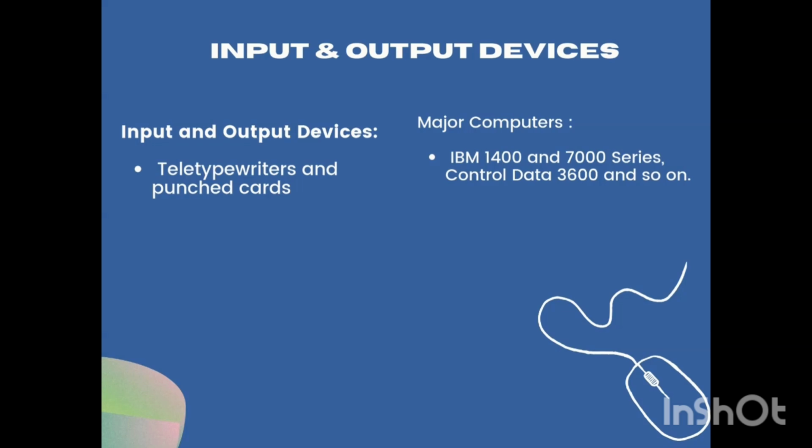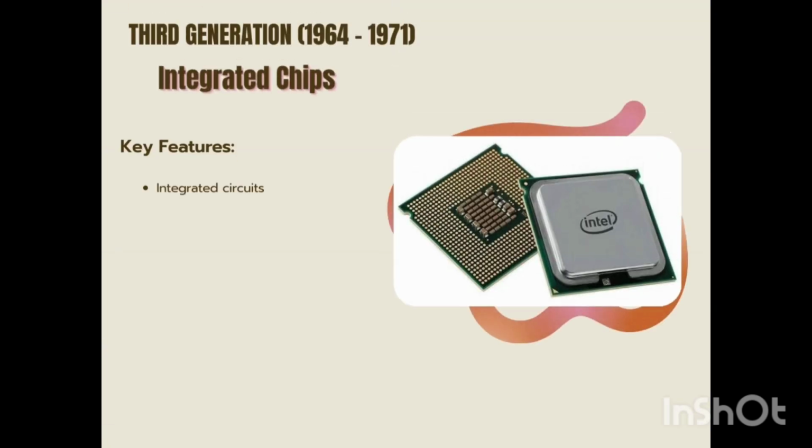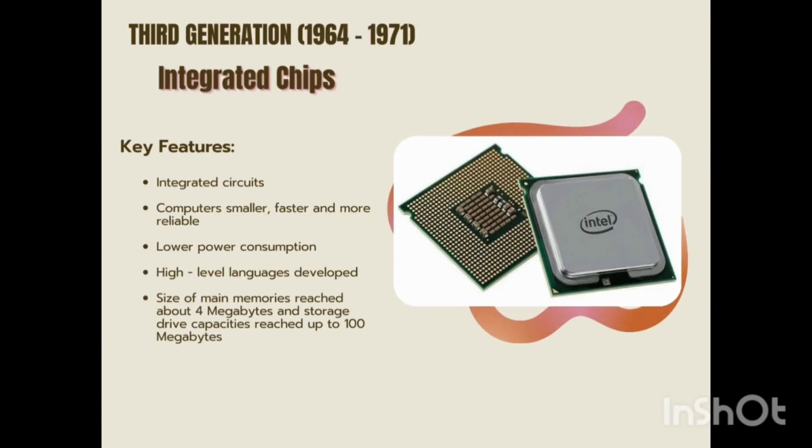Now, we will see the third generation computers. In third generation computers, the time period was 1964 to 1971, and integrated circuits were used at that time. Now, what are the key features of third generation computers? Number one, integrated circuits were used. Number two, computers were smaller, faster and more reliable than first and second generation computers.